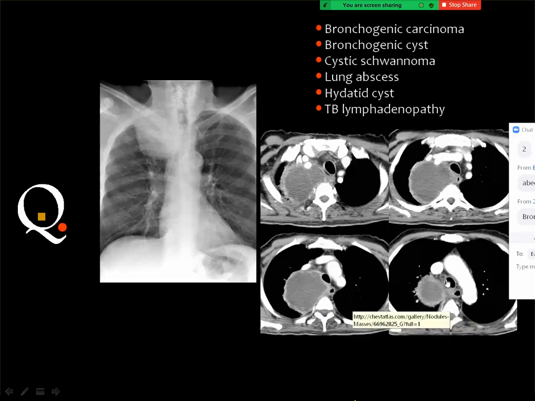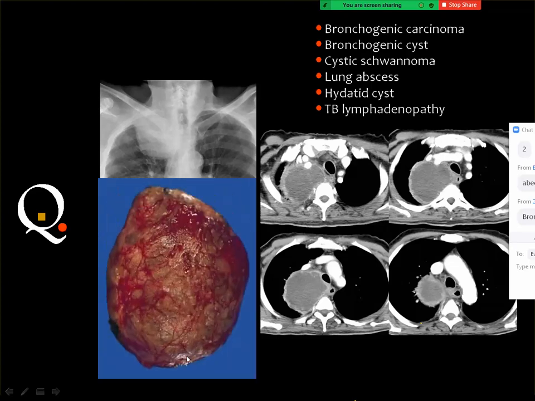Then this is not hydatid cyst and is not a lung abscess and is not a cystic schwannoma. It is not a posterior mediastinal lesion. It's not a bronchogenic carcinoma because it is a mediastinal pathology, then this possibility is good. And also TB lymphadenopathy, you know, this should be multiple, and they are usually adherent to each other, and they do not usually show a single necrotic mass. This is a bronchogenic cyst.